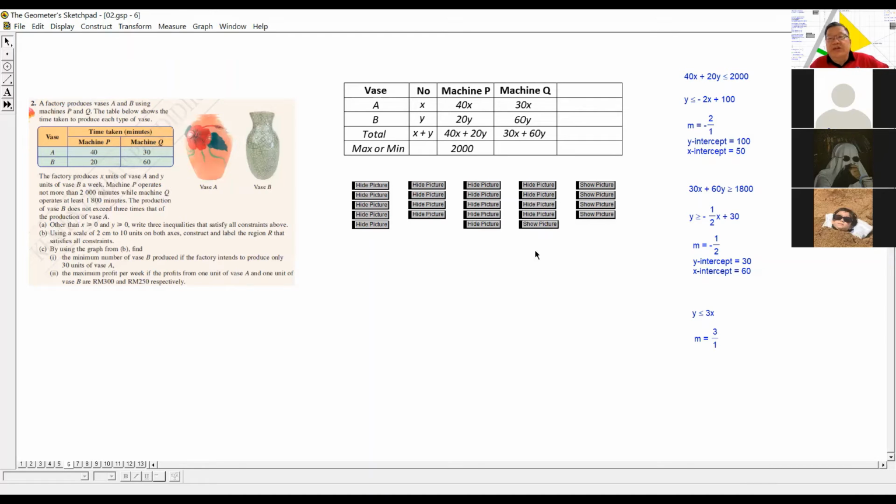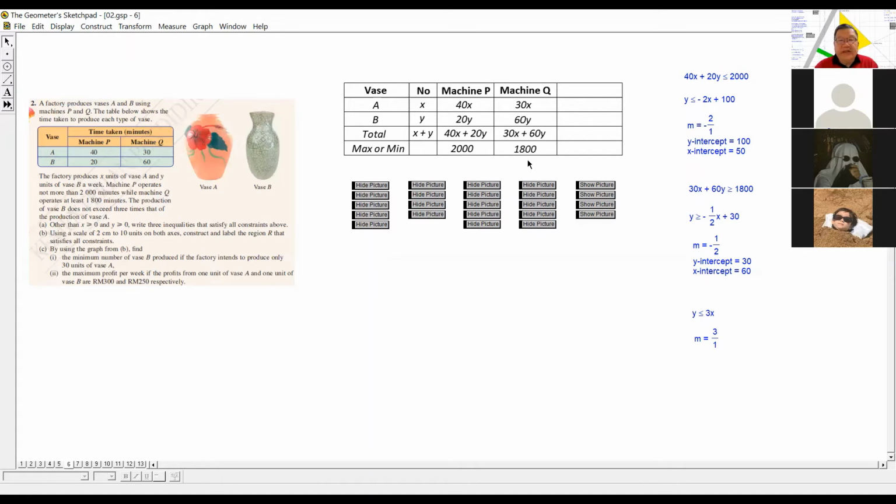This machine Q is very funny. You must use it more than 1800 minutes. So the production time is 1800 minutes, but this time is not less. It has to be more than 1800 minutes.